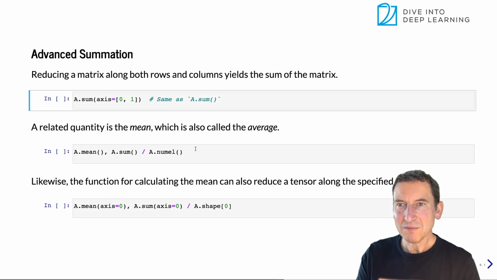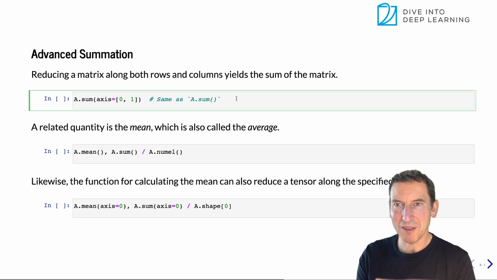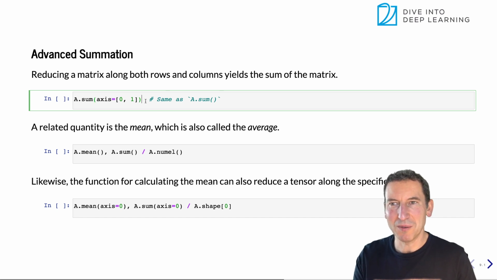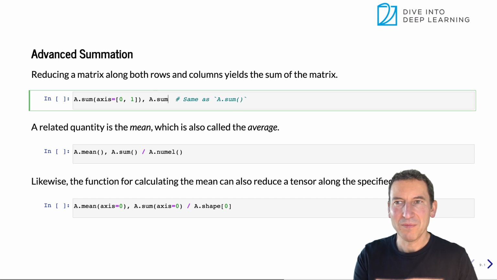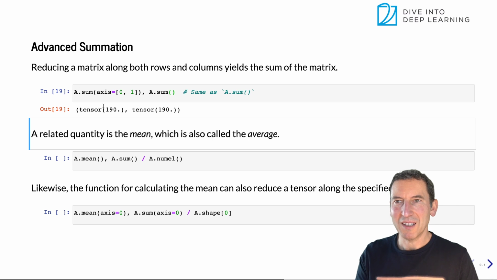Okay. Now, as said, if I want to sum over rows and columns, I can simply specify axis is 0 and 1, and that would be the same thing as axis, as sum. So if I were to do this, then I'll get the same answer in both cases.